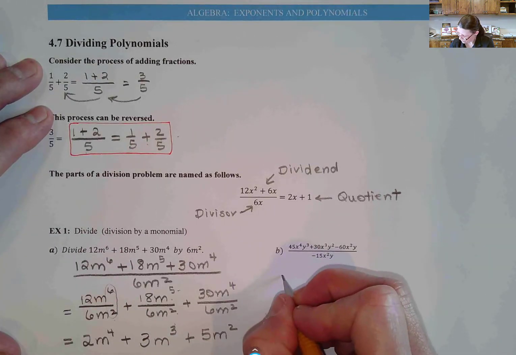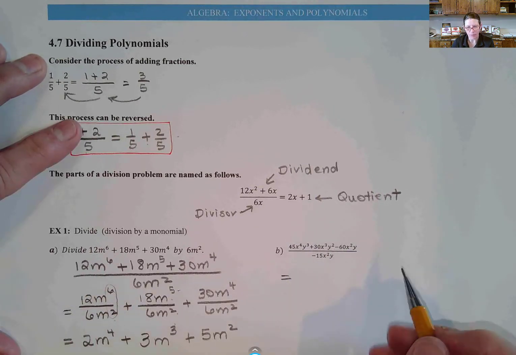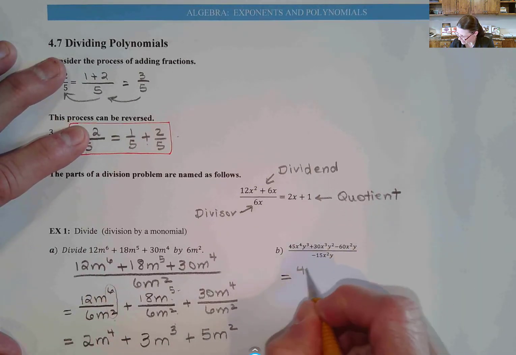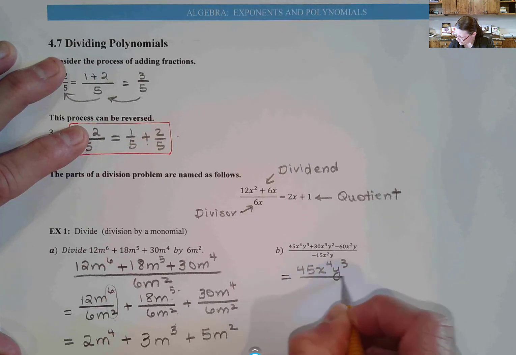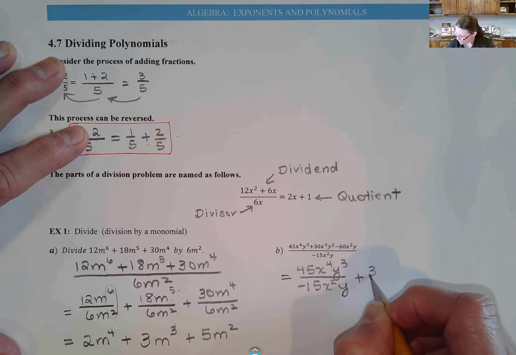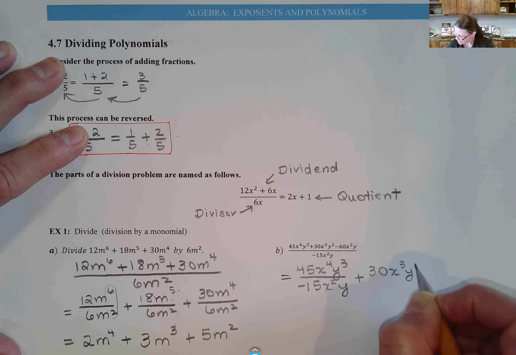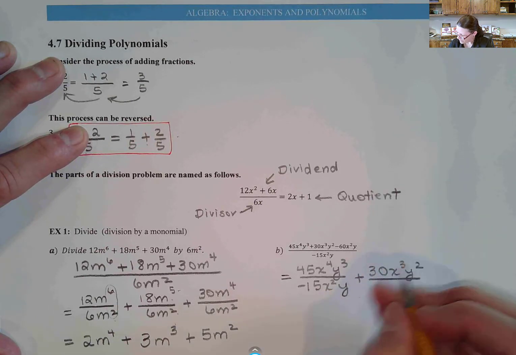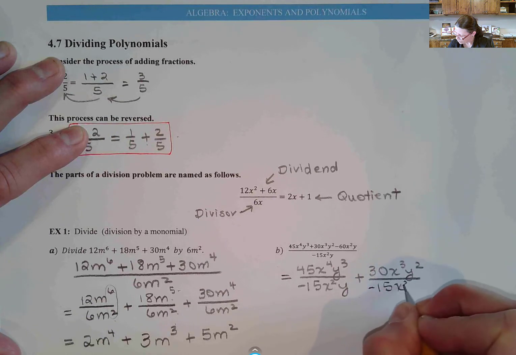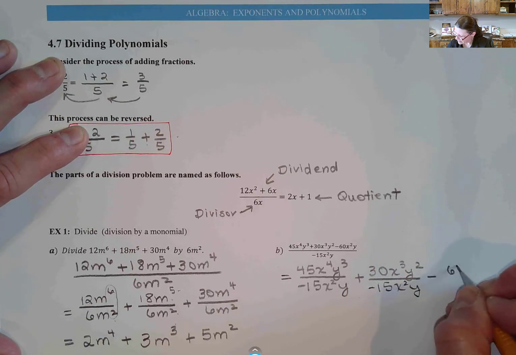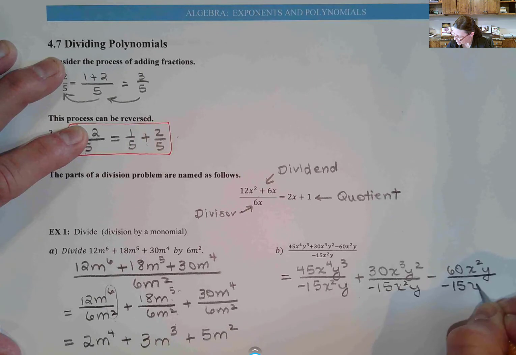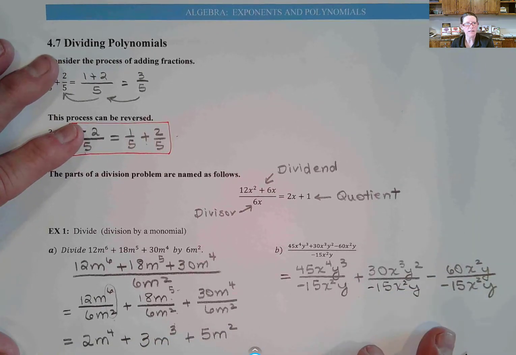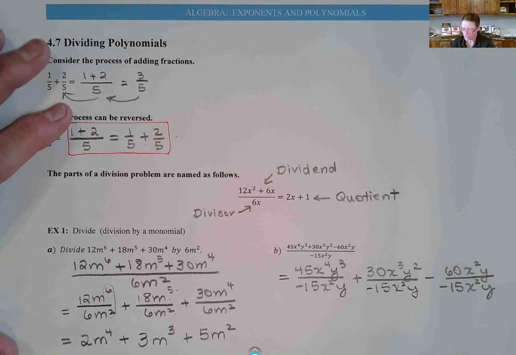In part B, we've got our division problem set up already, and I'm going to separate this up into its separate terms and write this as 45x to the 4th y to the 3rd divided by negative 15x squared y plus 30x to the 3rd y squared divided by negative 15x squared y and minus 60x squared y divided by negative 15x squared y. And now let's just divide in each of these terms.